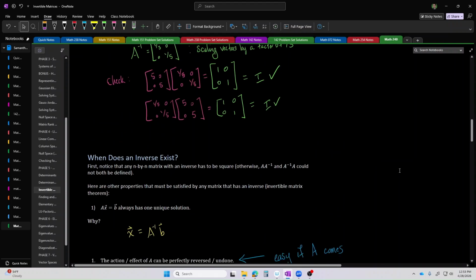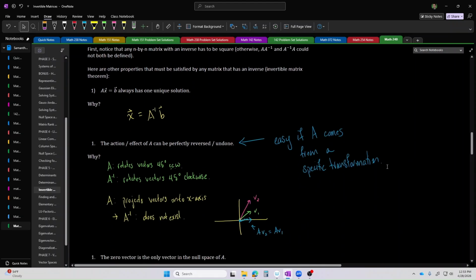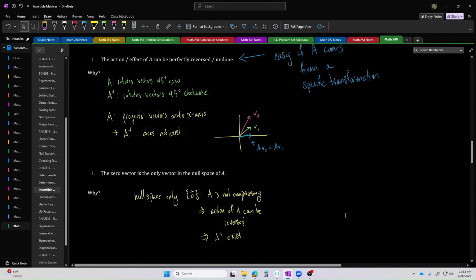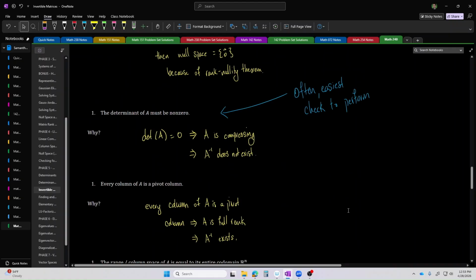But the invertible matrix theorem gives us lots and lots and lots of other conditions that we can check to see if a matrix A is invertible or not. For example, you can look at solutions, you can look at null space, you can look at column space, you can look at rank, pivot columns, etc. And you can also look at the determinant of a matrix, because the determinant of a matrix is equal to 0 when the matrix is singular.